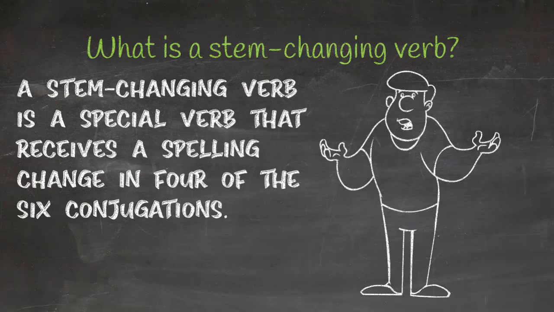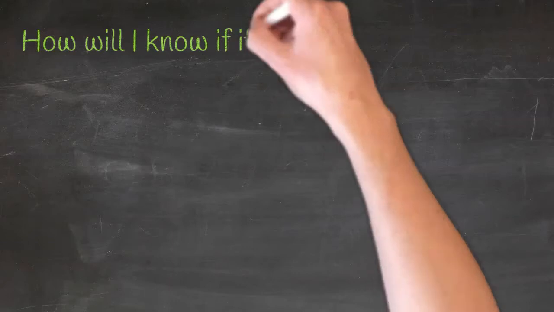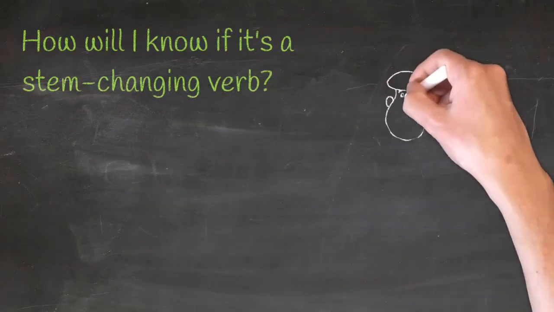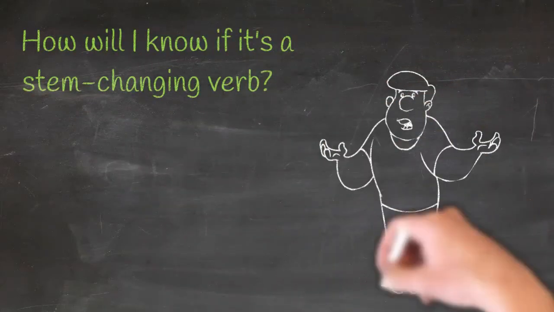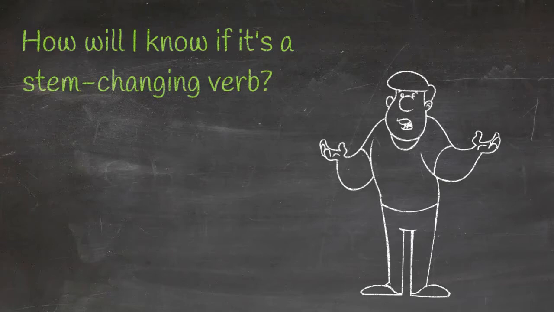But there's these things called stem-changing verbs. They're basically just spelling changes. They only happen in 4 of the 6 conjugations. So the next natural question would be, okay, but how will I know if it's a stem changer?